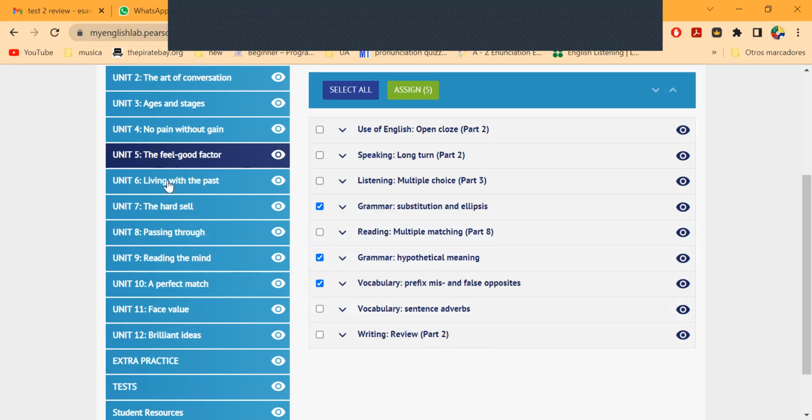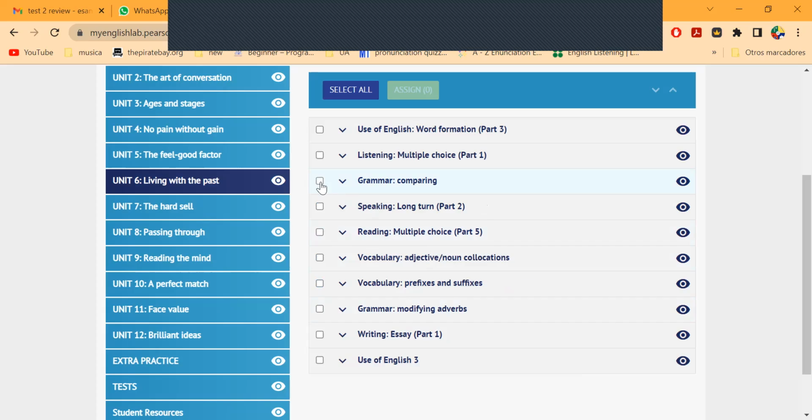And unit 6, living with the past, goes with comparing and this one. The second vocabulary content. There are 5 grammar contents and only 2 vocabulary contents. And the second one is adjective, noun collocations.